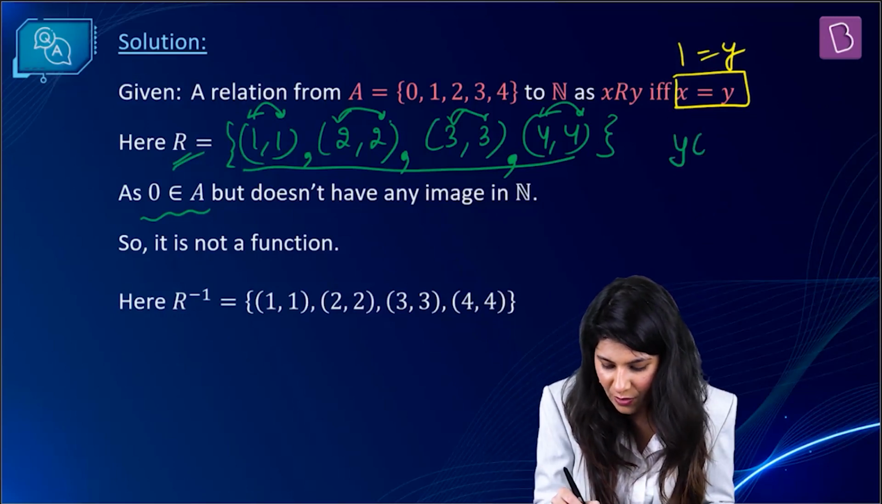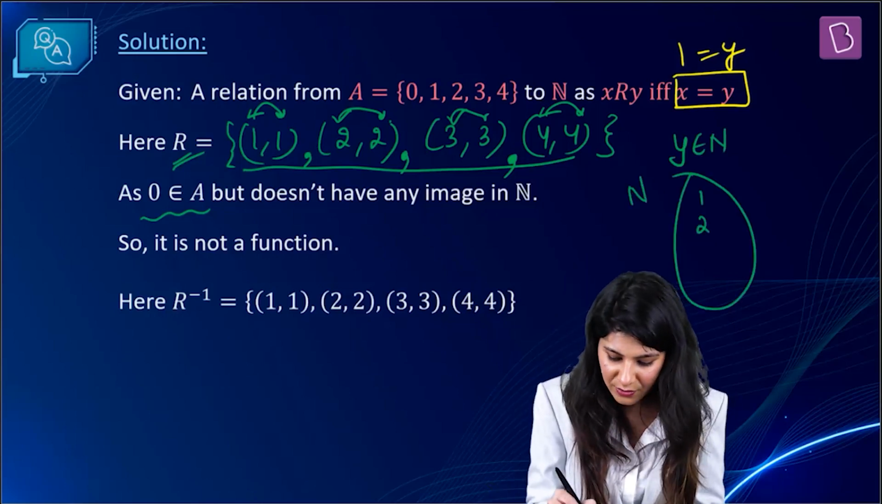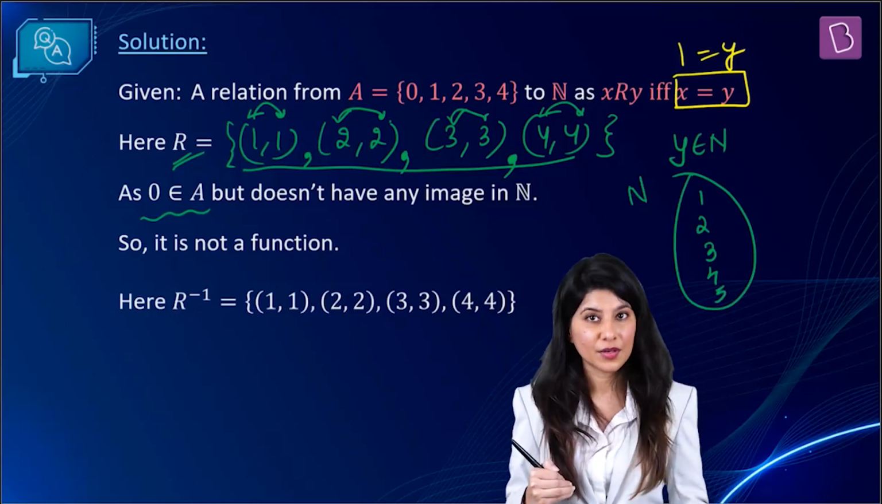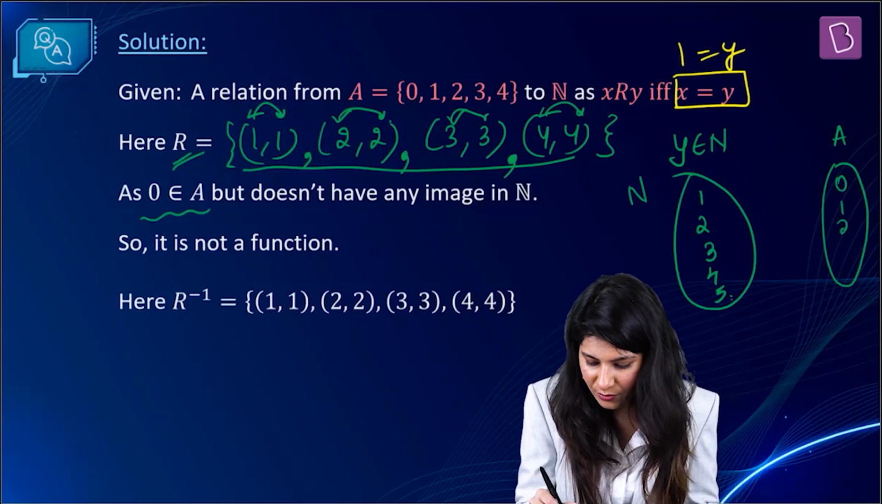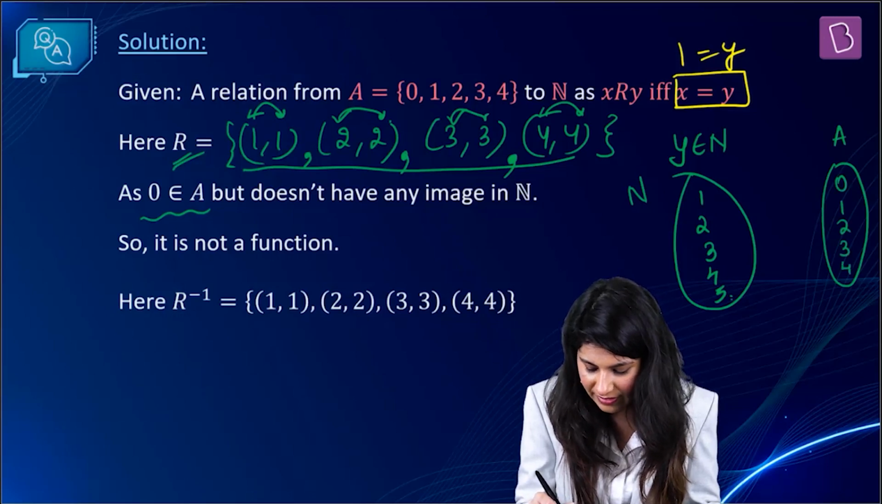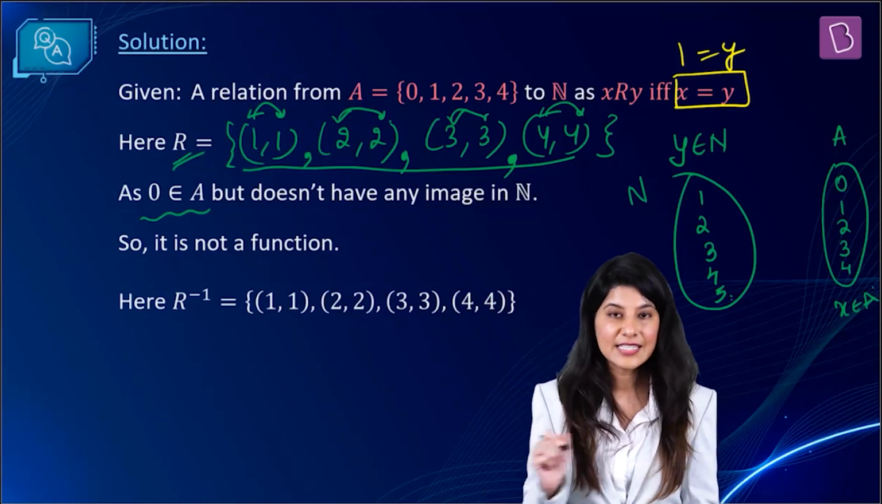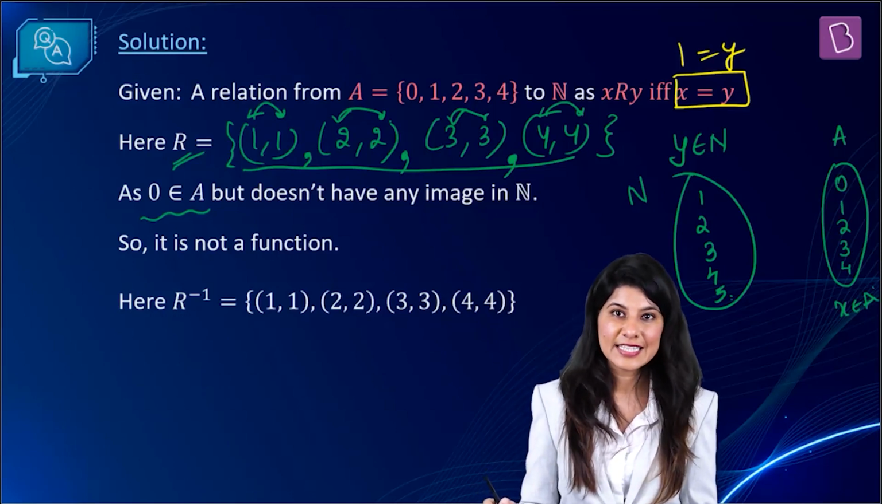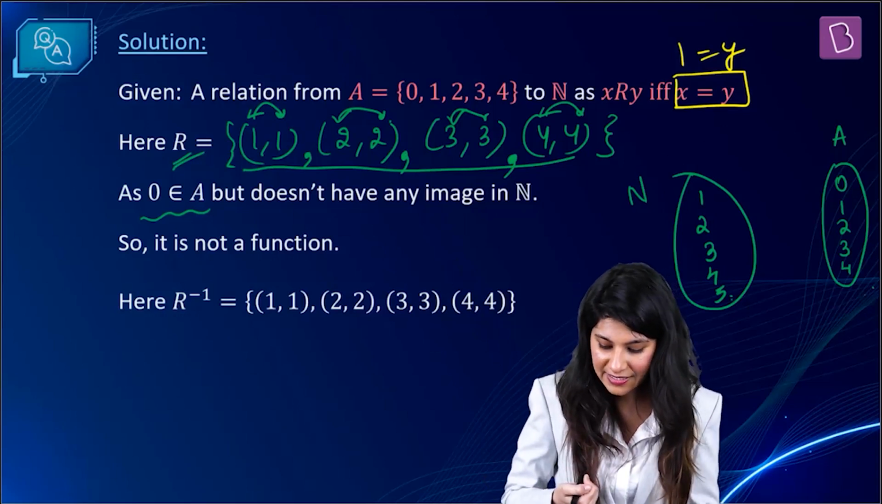So we have y belongs to the set of natural numbers. The first set is the set of natural numbers: 1, 2, 3, 4, 5 and so on. And then we have set A: 0, 1, 2, 3, 4. X belongs to A. The first set is the set of natural numbers, and the second set is set A.